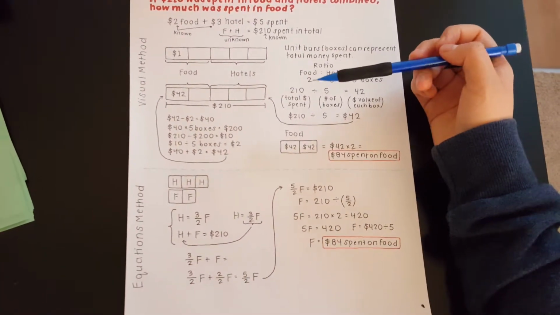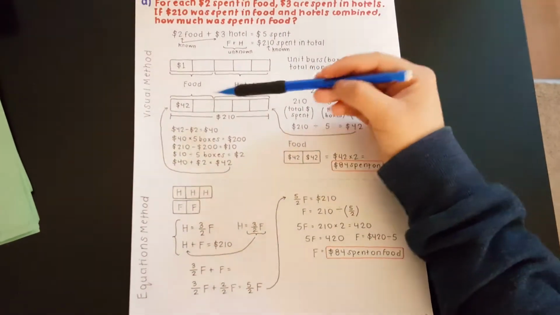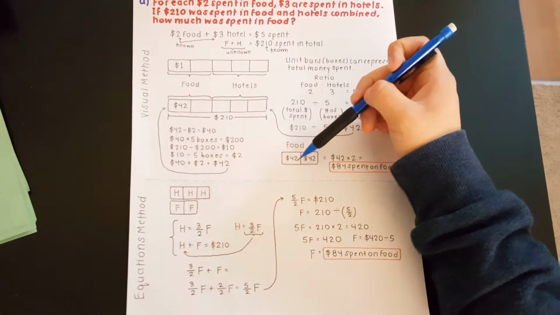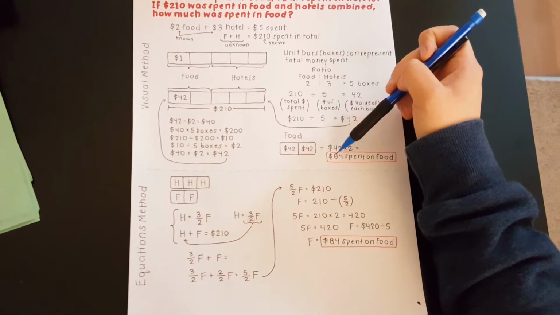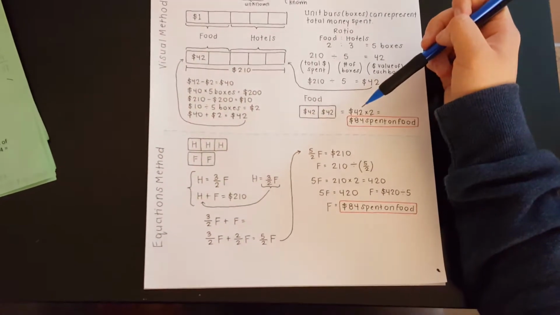So if we want to solve how much was spent on food, we know the value of each box is $42. Multiplying $42 by 2 boxes leads up to $84 spent on food. Now moving on to the equations method.